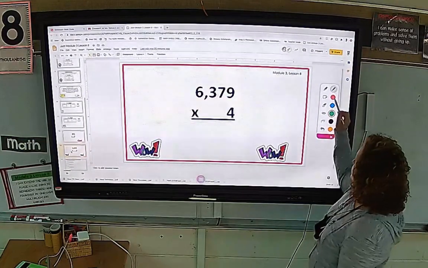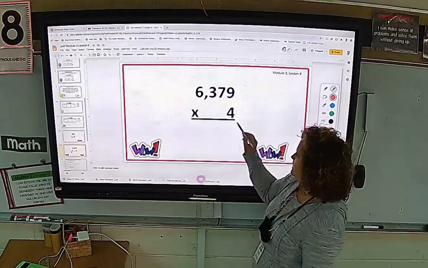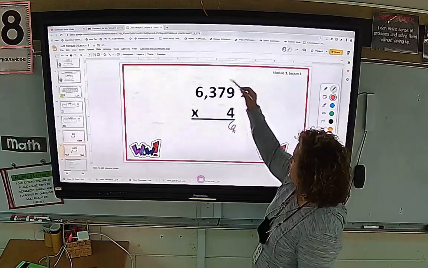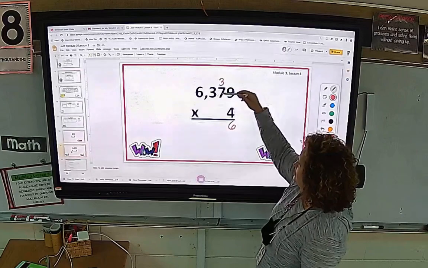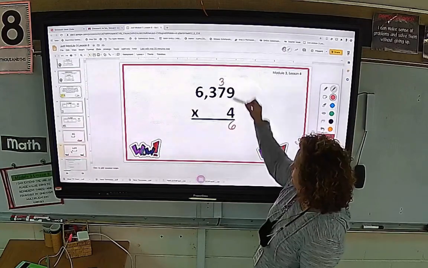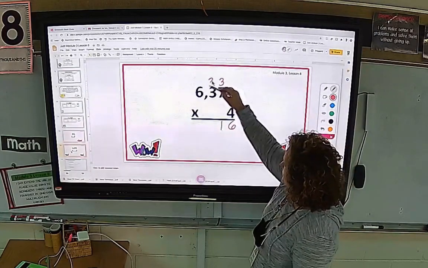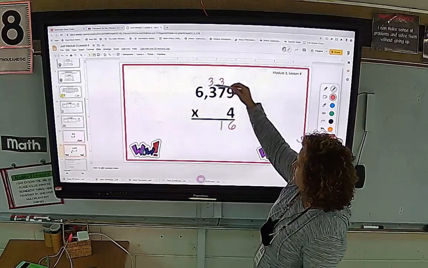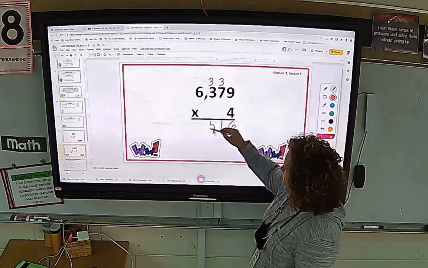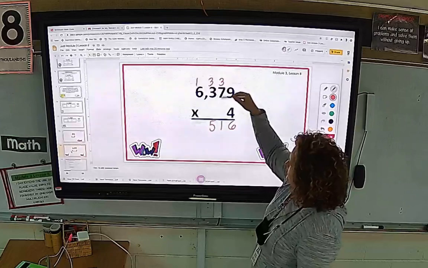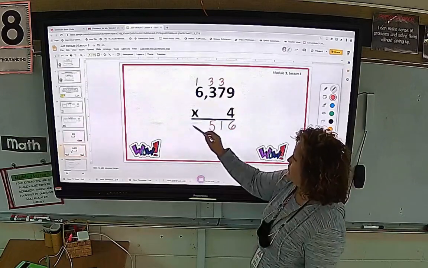All right, here's the standard algorithm. 4 times 9 is 36, put the 6, carry the 3. 4 times 7 is 28, 29, 30, 31. 4 times 3 is 12, 13, 14, 15. 4 times 6 is 24, plus 1 more is 25.